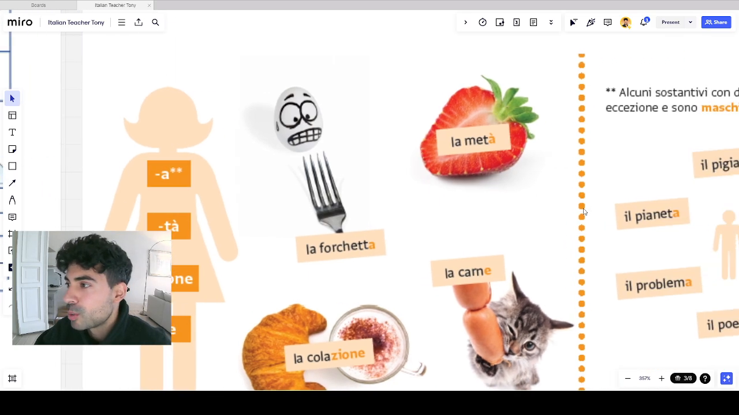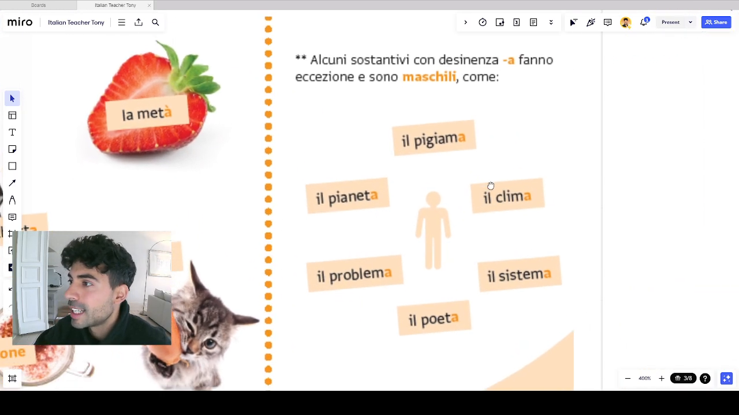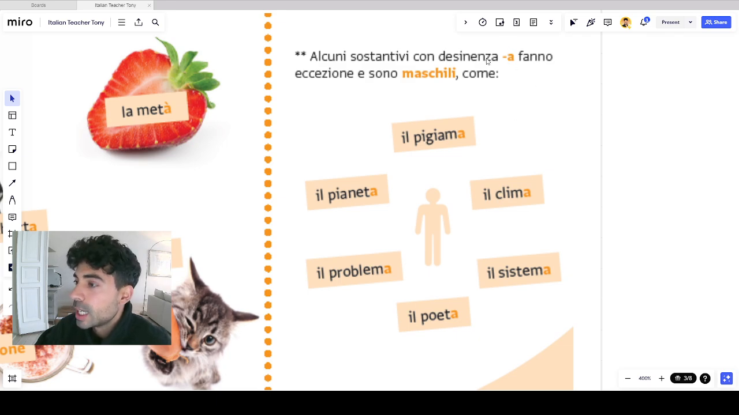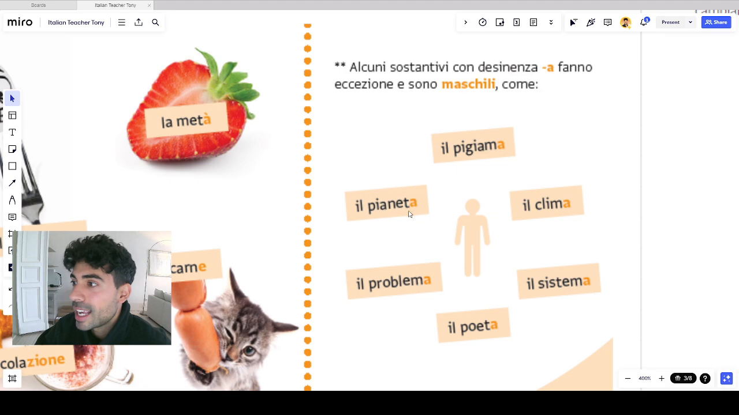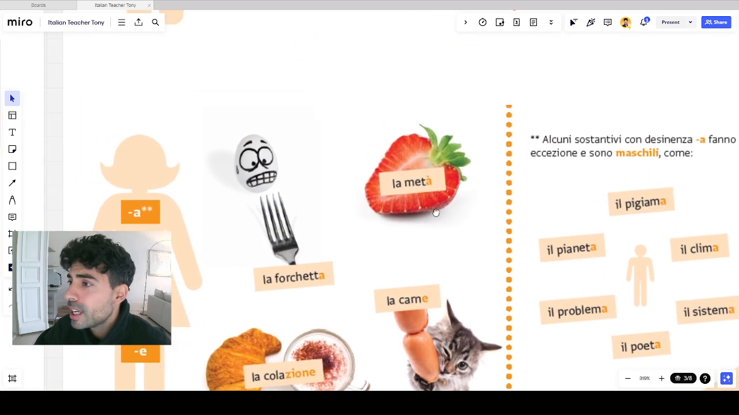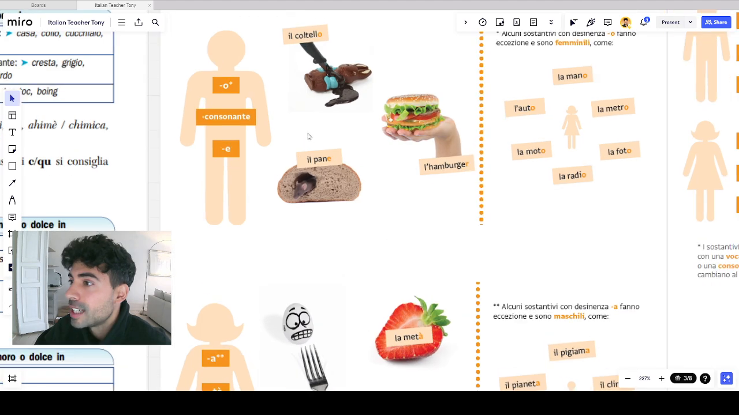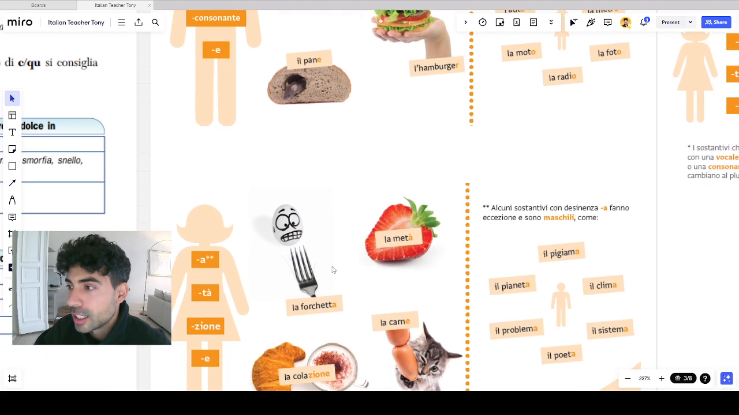However, also in this case we have some exceptions. Those are some words that, despite ending with a, they will be masculine. For example, il pigiama, the pyjama. Il clima, the climate. Il pianeta, the planet. Il problema, the problem. Il poeta, the poet. Il sistema, the system. They end with an a, they should be feminine, but they are masculine. Some exceptions. Now, we have just understood how to recognize singular masculine, singular feminine.